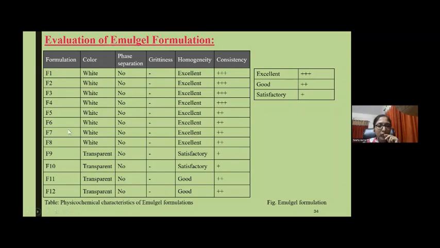Now F1 to F8 formulations were observed to be white, while the remaining were found to be transparent, and excellent homogeneity is seen till F8 formulations. Relatively, all the remaining are satisfactory as well as good.